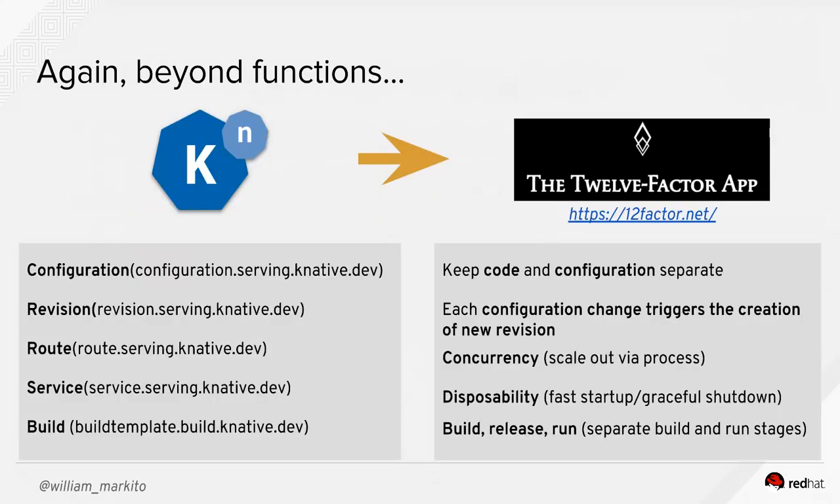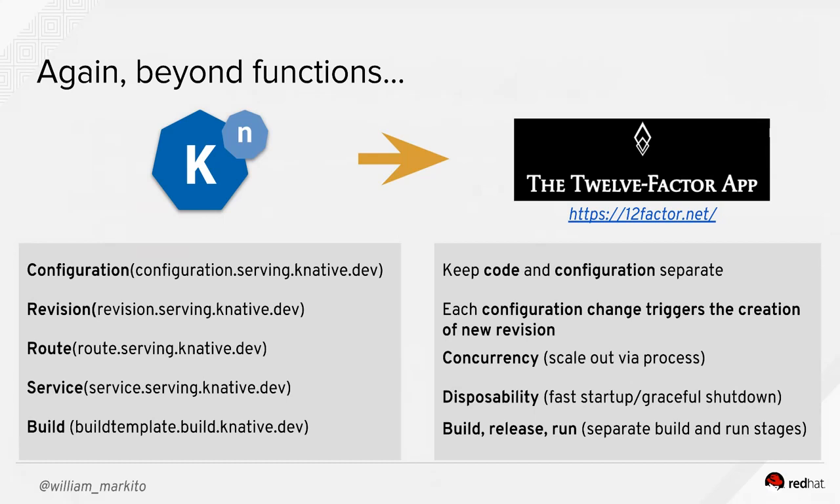But so when we look at the Knative constructs, at the high level, I'd say that the traits you see here, so configuration, revision, route, service, build, all of those you can map to, I'd say, one factor from the 12-factor app. So those, I would say, are common traits for most modern cloud-native applications today.